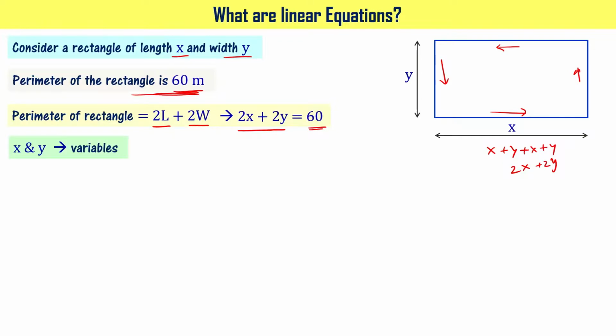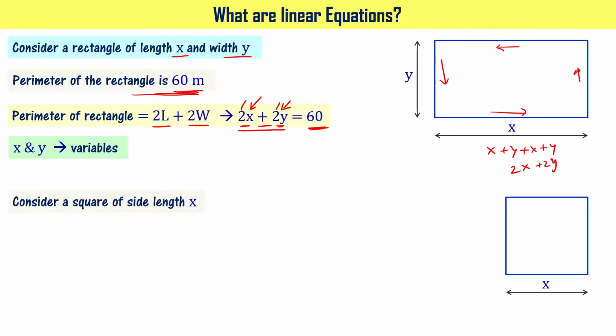Here, if you observe, x and y are the variables, right? 2 and 2 are the coefficients and 60 is the constant. And operations, you have multiplication operation here, here also multiplication, and here you have addition operation, right?